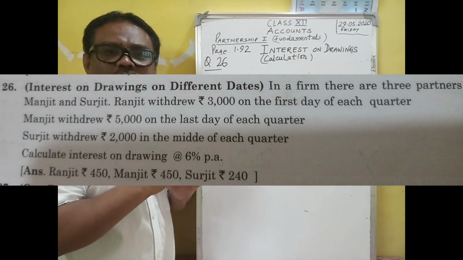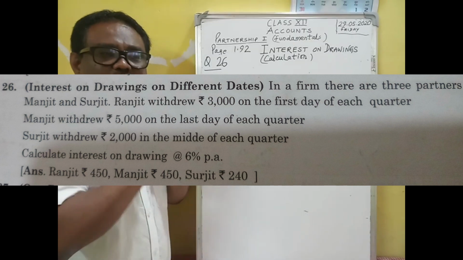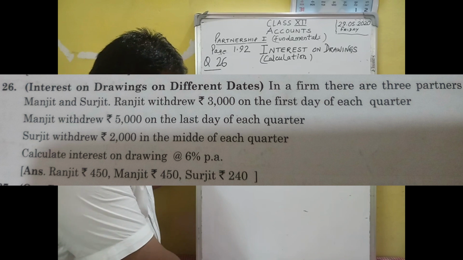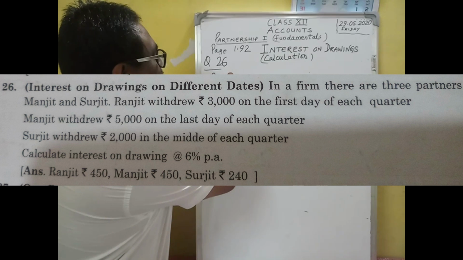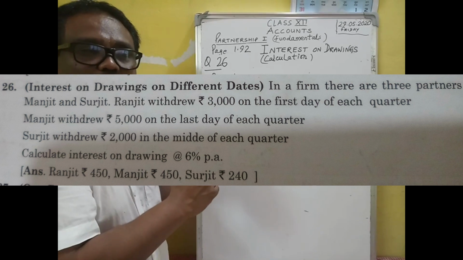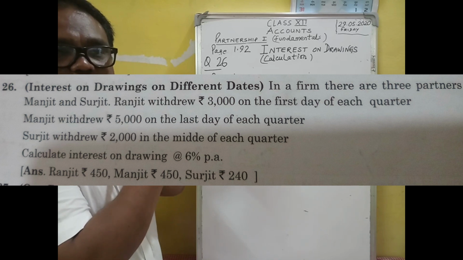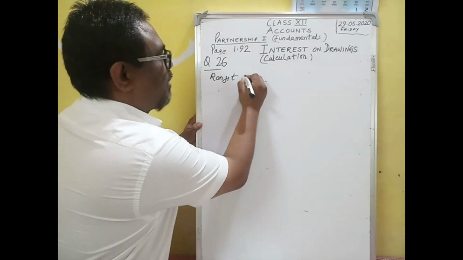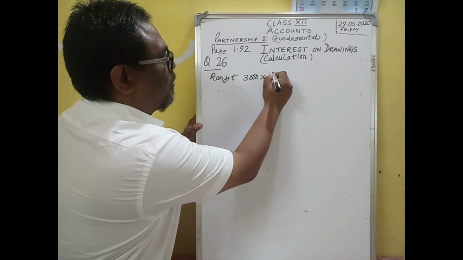Quarterly means 3 months, 3 months, 3 months, 3 months. That means in a year there are 4 quarters. So here Ranjit withdrew 3,000 on the first day of each quarter. First quarter 3,000, second quarter 3,000, third quarter 3,000 and fourth quarter 3,000. So 3,000 into 4, 12,000 withdrawn.